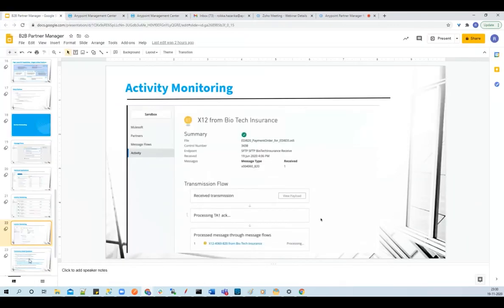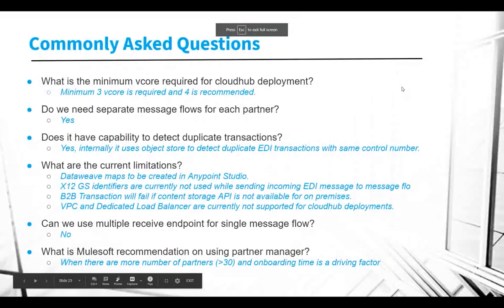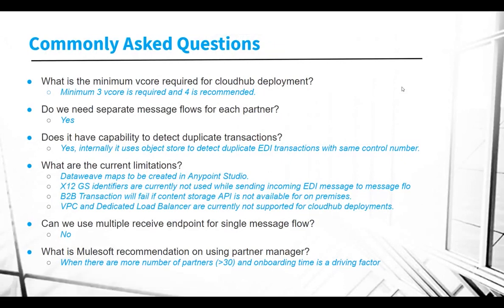I'll just go through a few of the commonly asked questions. Normally people ask, what is the minimum vCore required for cloud app deployment? Minimum 3 vCore is required for that environment, and 4 is recommended. Then you might have a question like, do we need separate message flows for each partner? Yes. For each partner onboarding, you'll need a separate message flow.